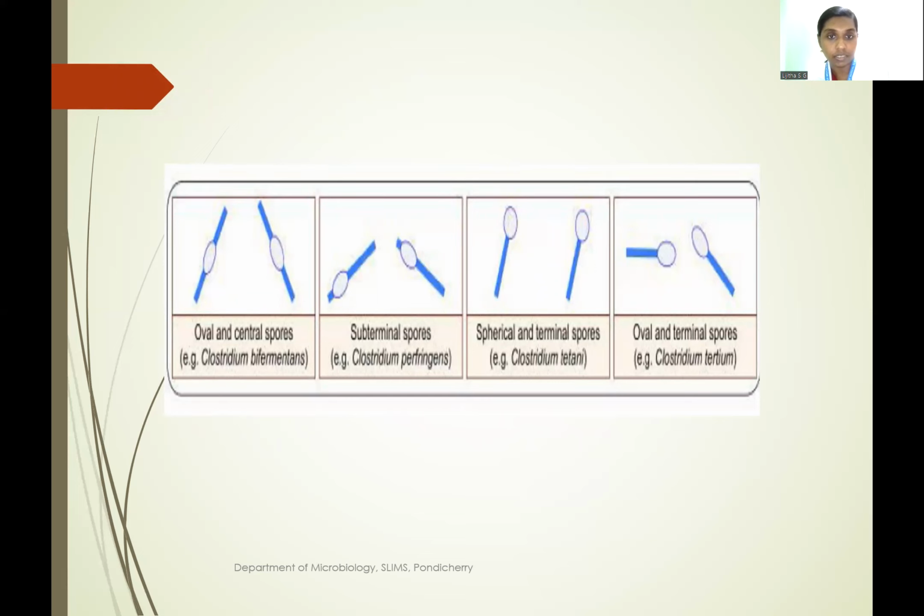So you can see this is the subterminal spore. Most of the Clostridia produce subterminal spores only, but the exceptions are Clostridium tetani that produces terminal round spores, spherical spores, which gives a drumstick appearance. Then Clostridium tertium produces terminal oval spores, which gives a tennis racket appearance. Then Clostridium bifermentans, which produces oval and central spores. That is about the spores in Clostridia.